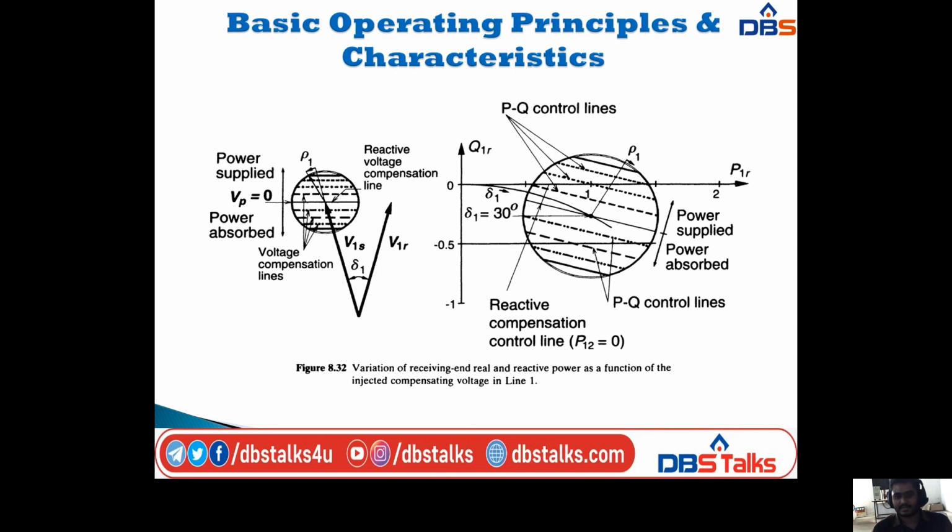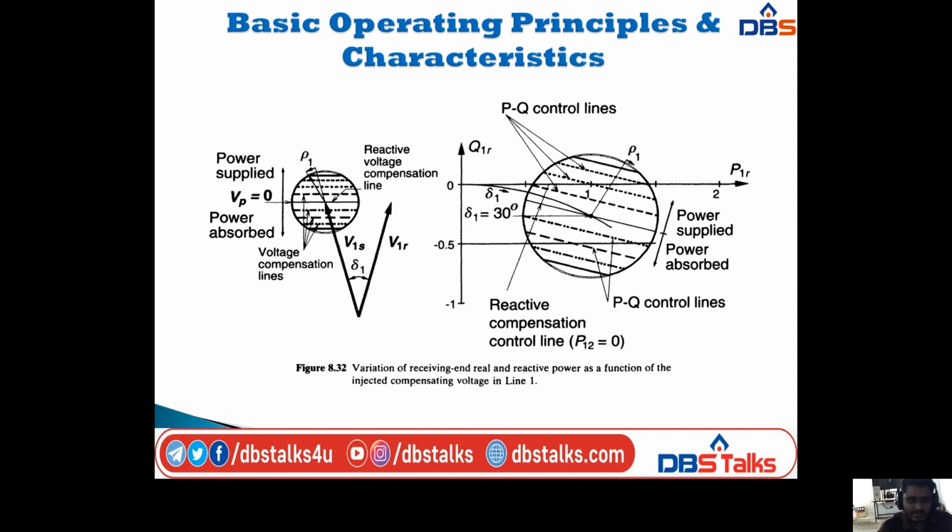Okay, coming to the next diagram. In this one we are taking receiving end real and reactive power. The circle gives the injected compensating voltage in line 1 with the varying angle, that is delta 1 is equal to 30 degrees. So here we have PQ control lines, and power supplied or power absorbed lines are also there. And in this one, the reactive compensation control line, that is P12 is 0.